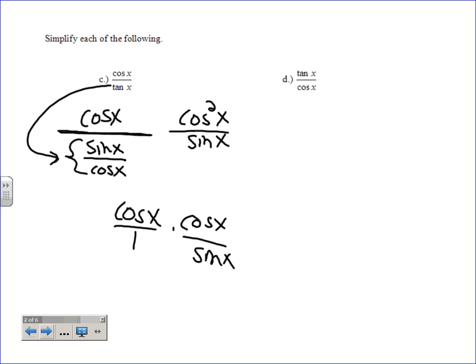Right, if you want to, you could say this is cosine of x times cotangent of x. Again, to keep it so that we all simplify the same way, let's go for sines and cosines.